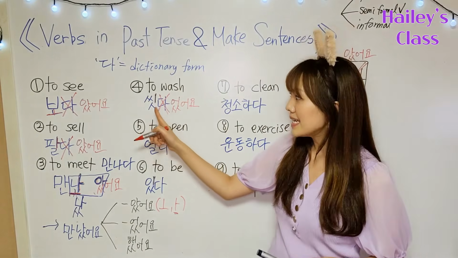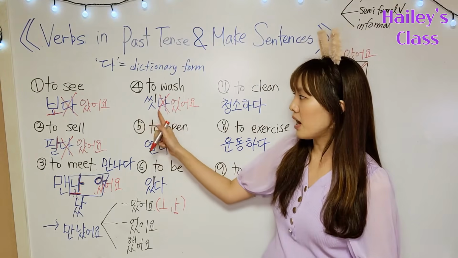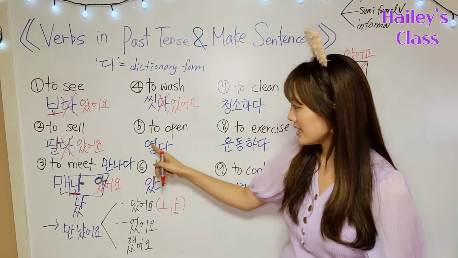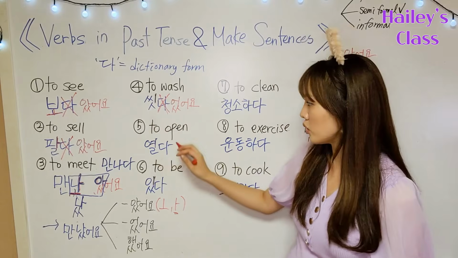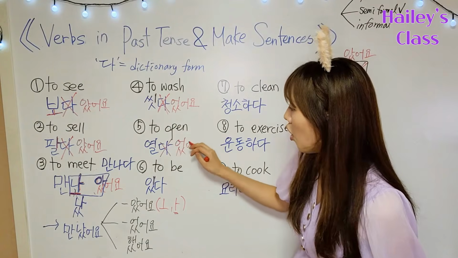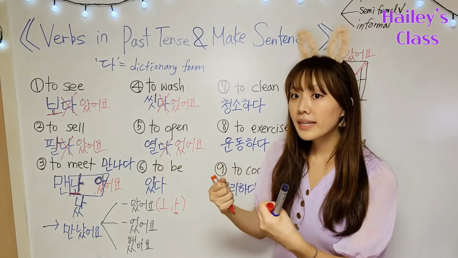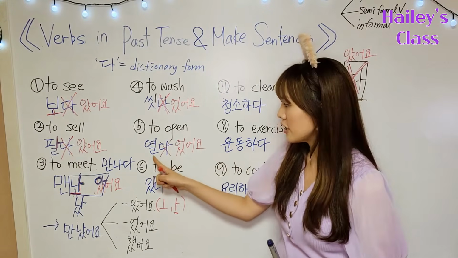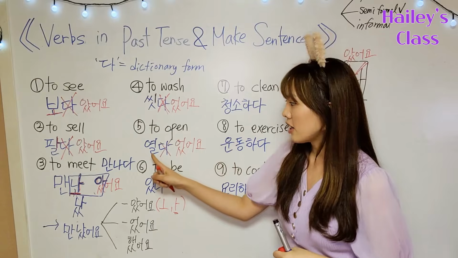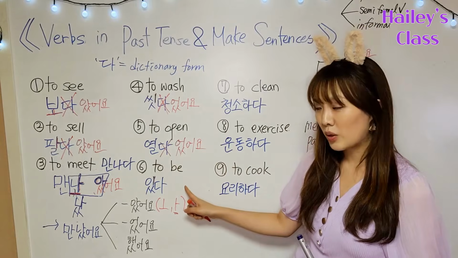So let's say 씻다, and when I say I washed, it becomes 씻었어요. Got it? Good. And then this is 여, which is not 오 or 아, so we're going to delete the 다 because it's a dictionary form, and then we're going to put 었어요. Okay? And then I opened it, 열었어요. I opened, 열다, 열었어요. Good.